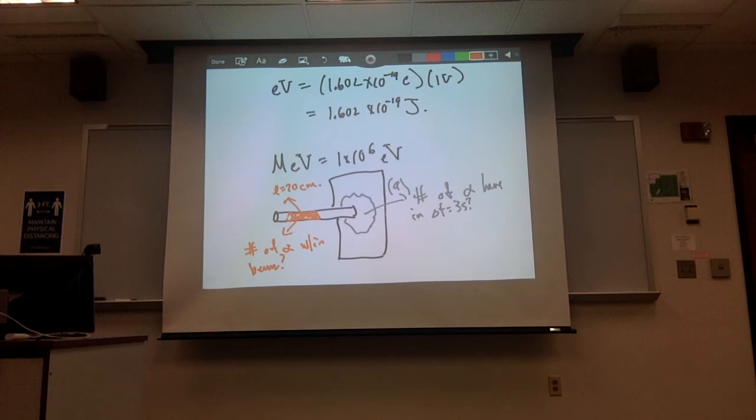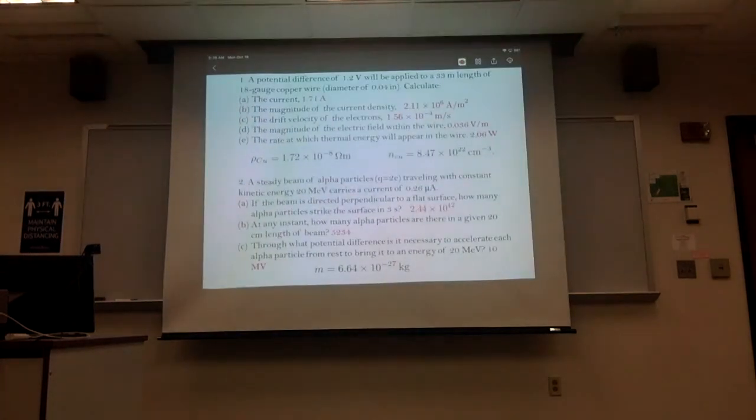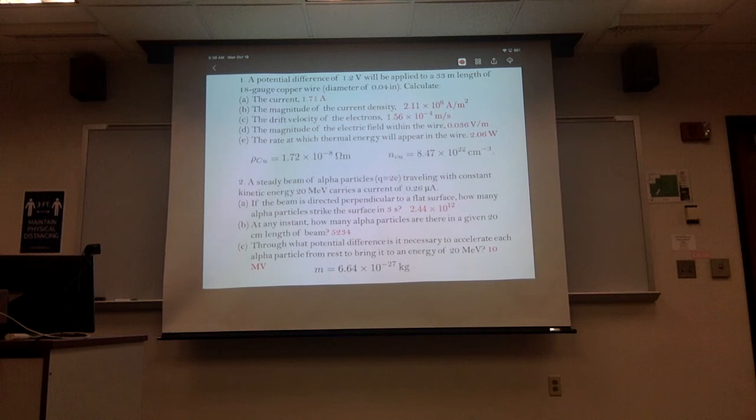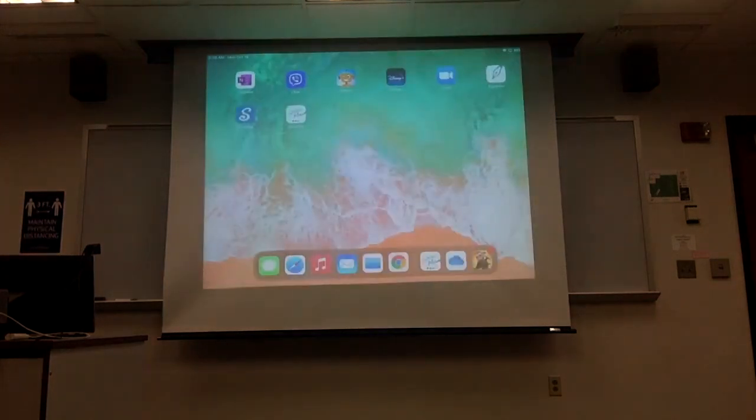So that's part B. Part C then says, through what potential difference is it necessary to accelerate each alpha particle from rest to bring it to an energy of 20 MeV? So this is just talking about conservation of energy.